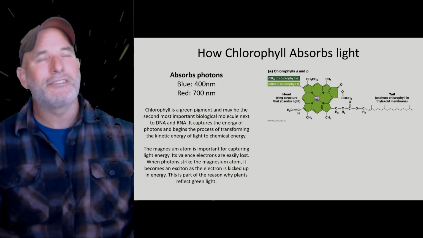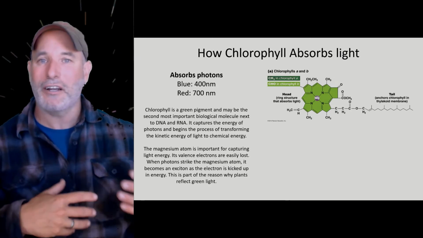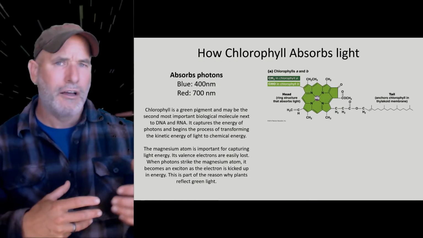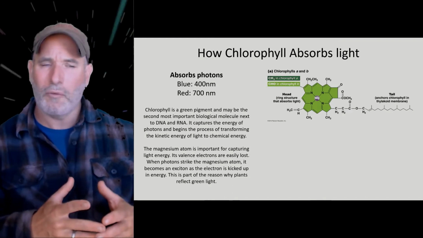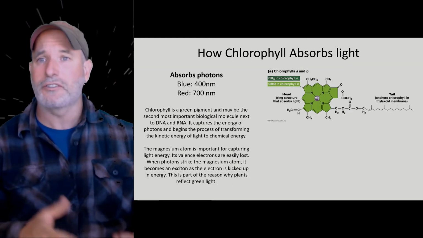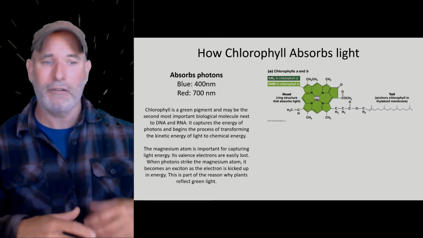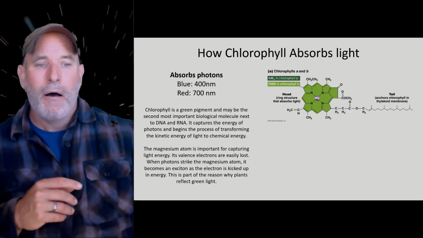It's easily going to lose its electrons. We can use electrons to reduce carbon. We need a source of electrons, which is going to supply that magnesium. It's going to be water. There's some things going on here.